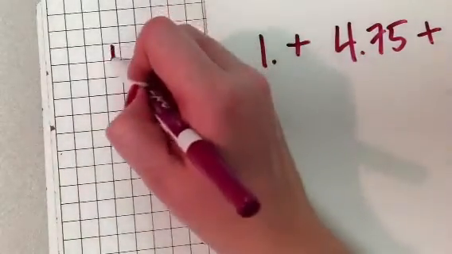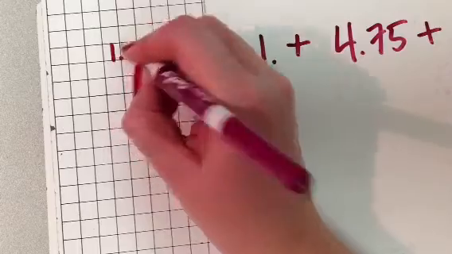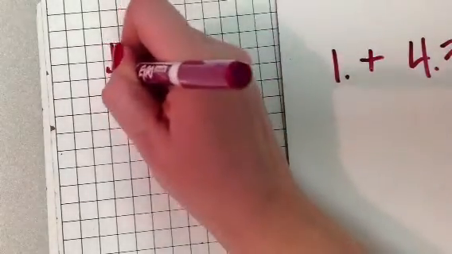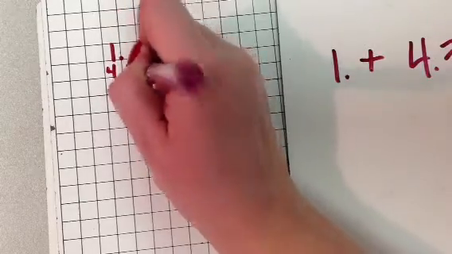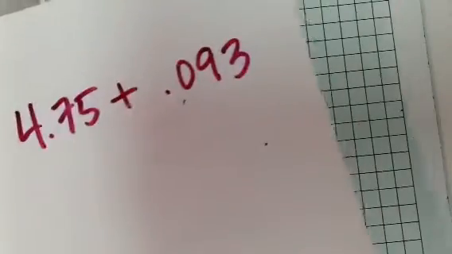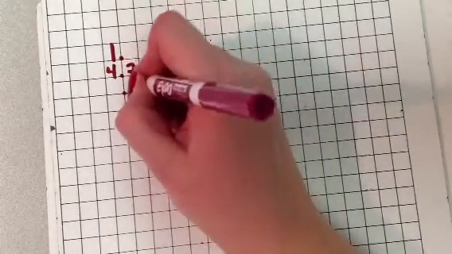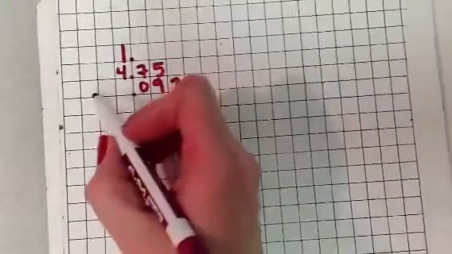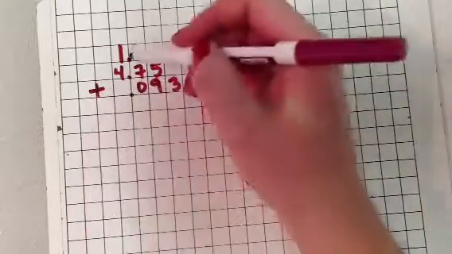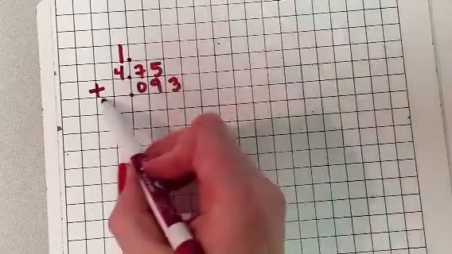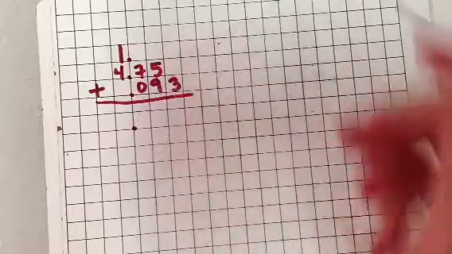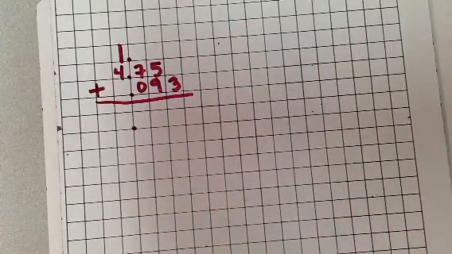Okay, so I have my 1, and remember the decimal point lives right behind him, and I'm adding that to 4.75. And then I'm adding that to 0.093. Do you see how nice that makes it? All my decimal points are right along that one little line. And then I know that my decimal point is going to come straight down here. And then I just add up all my columns.